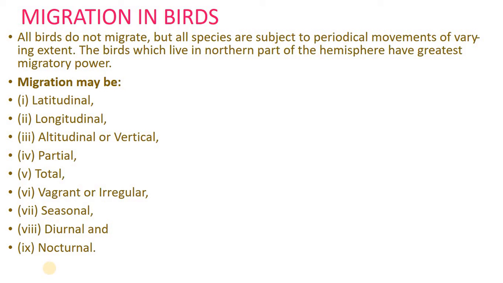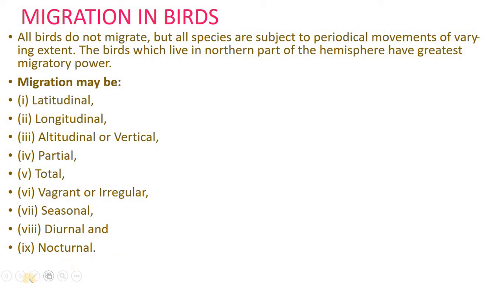Further, seasonal migration. Seasonal migration refers to the birds migrating during the different seasons of the year for food or breeding. Examples: cuckoos, swifts and swallows, etc. They migrate to the north during summer, and these birds are called summer visitors. Again, some birds migrate from north to the south during winter. They are called winter visitors. So these are seasonal migrators.